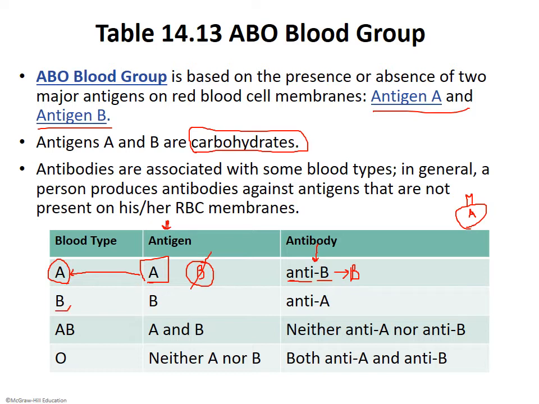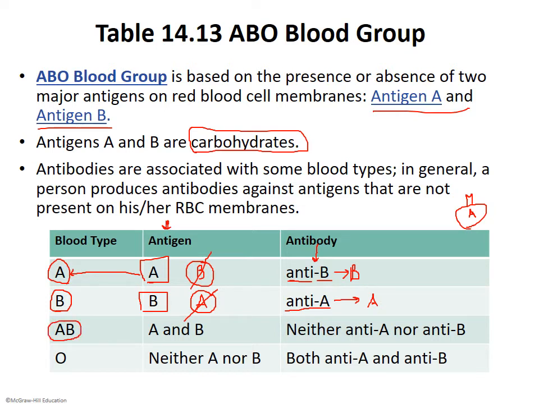So we move to the next one. If I am type B, that means I have B antigens on my cell surface. That means I do not have A, which makes it my enemy. So I will produce anti-A antibodies, and they will attack A antigens.